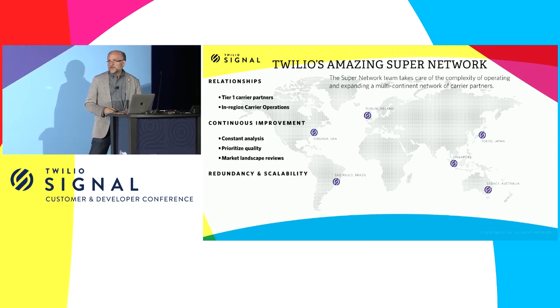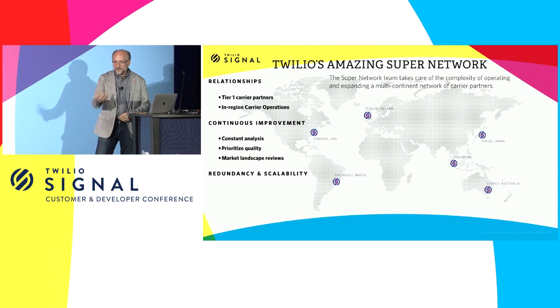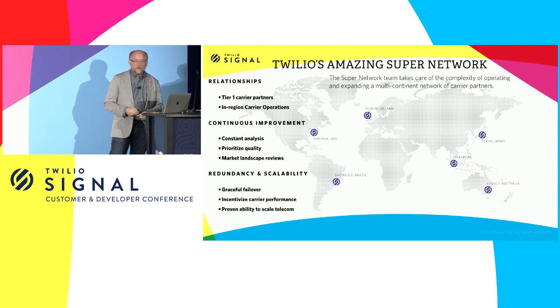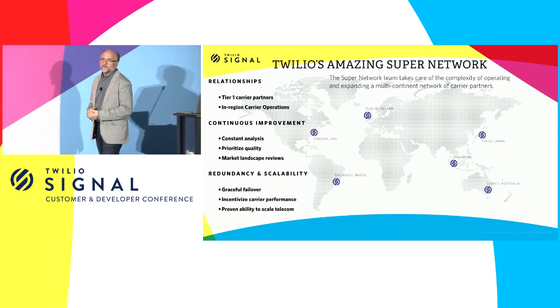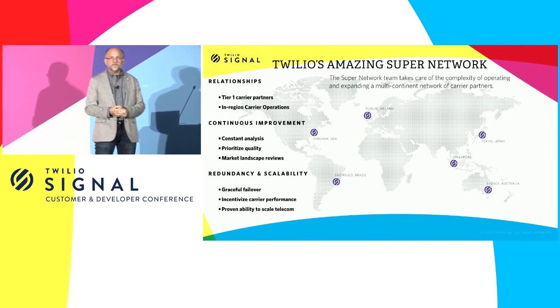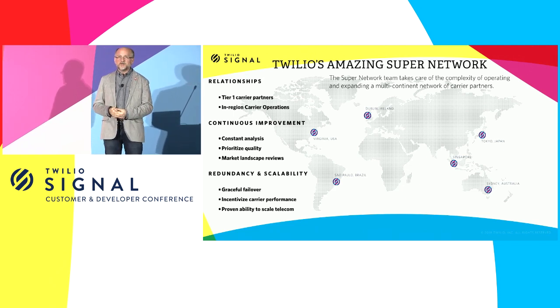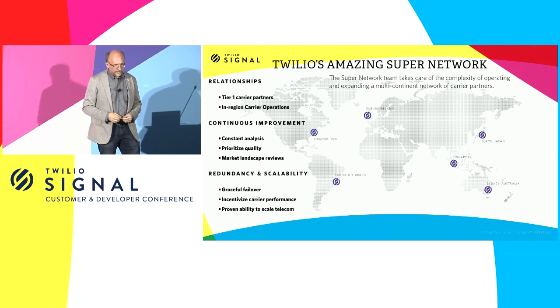And the third thing is just our redundancy and scalability. You already see some of the redundancy on that map behind this slide. But we do things like graceful failover. When something does go wrong, we have backup routes. We have other ways to try to get that message through. If it is anywhere in the complicated ecosystem other than the end carrier, we have another way to get there.